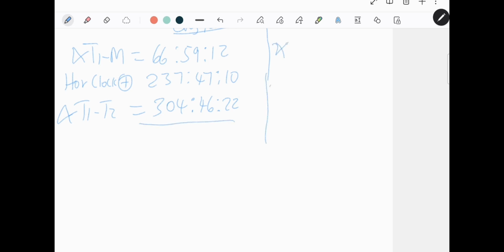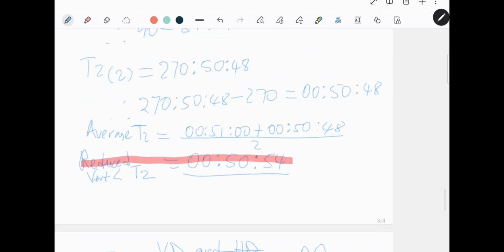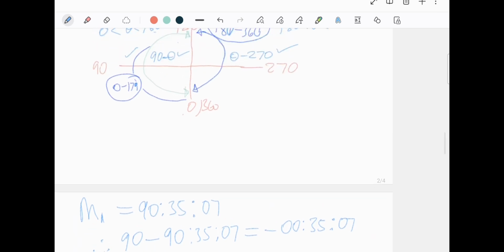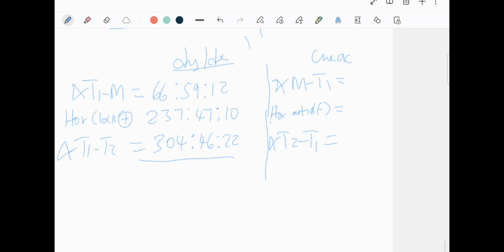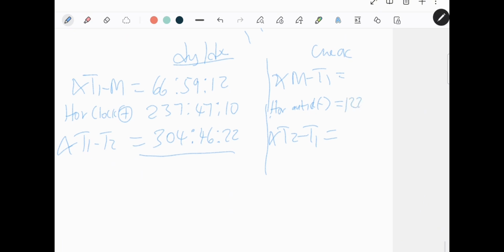After that you can just do your check. Remember, it's just going to be the opposite. So you have M to T1, then your horizontal anti-clockwise, which is minus, then you have your T2 to T1. We just have the opposite here. Your anti-clockwise, you can minus it from 360. Anti-clockwise, we found 122, 12, 50.